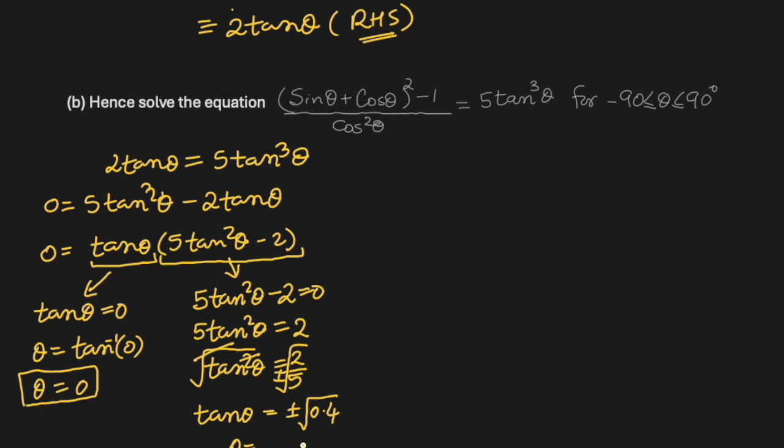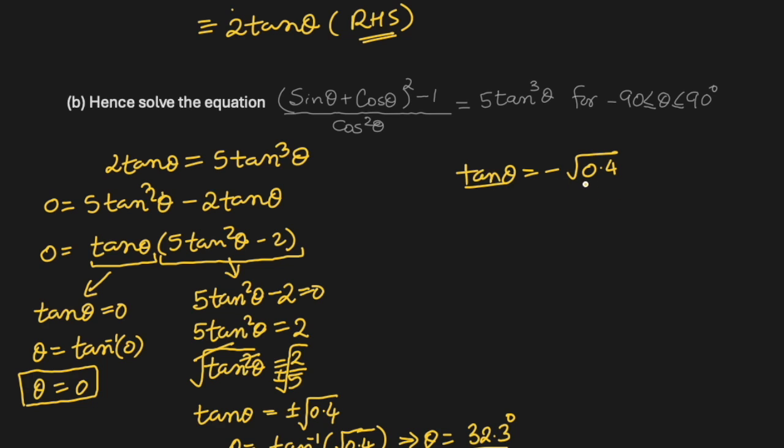Theta is equal to tan inverse square root 0.4. Please don't think that square root of 0.4 is 0.2, okay? Some of you might be thinking that. So if I put that in my calculator, I get theta equal to 32.3 degrees.